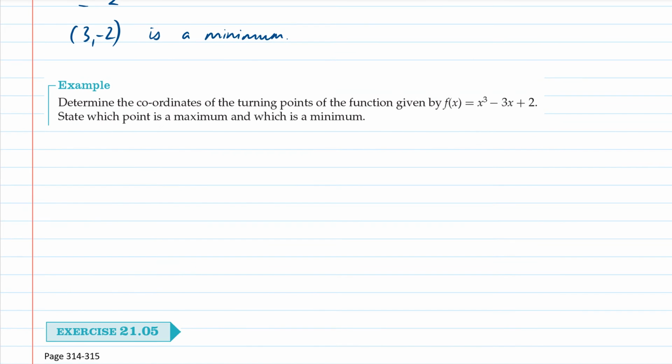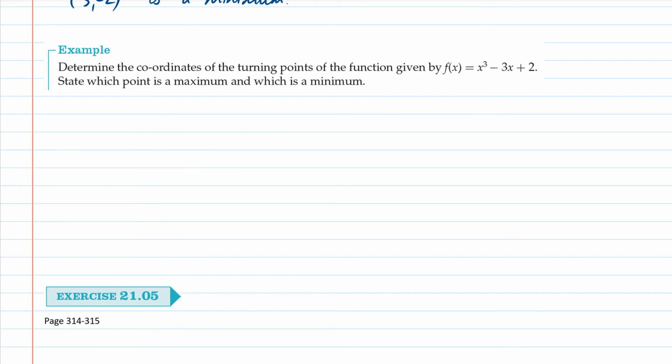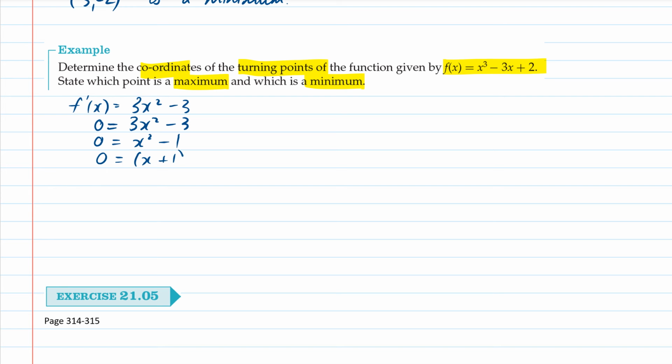Alright, let's look at our second example where we are finding the coordinates of the turning points of the function given by this cubic and state which is a maximum and which is a minimum. Okay, so first of all we will differentiate. So f dash of x is going to be 3x squared minus 3, and we're going to set that equal to 0. So 0 equals 3x squared minus 3. And we will divide both sides by 3, so we get x squared minus 1, and we'll factorize that to x plus 1 and x minus 1.